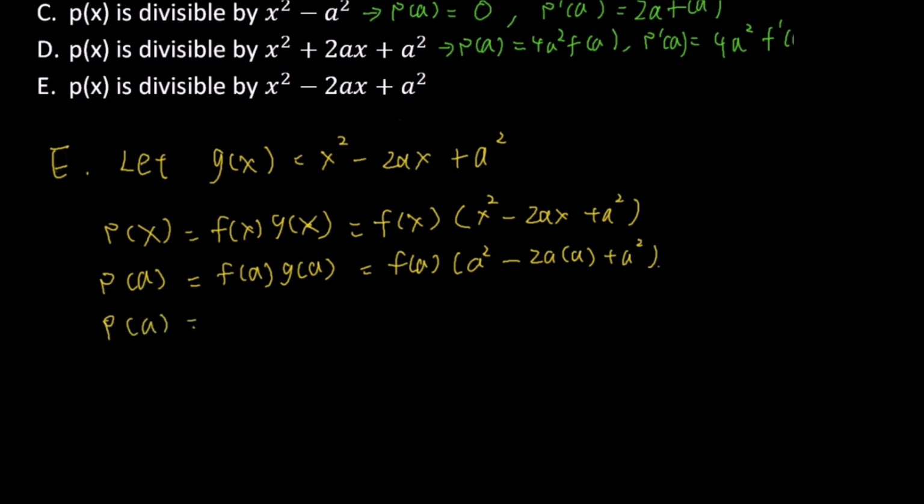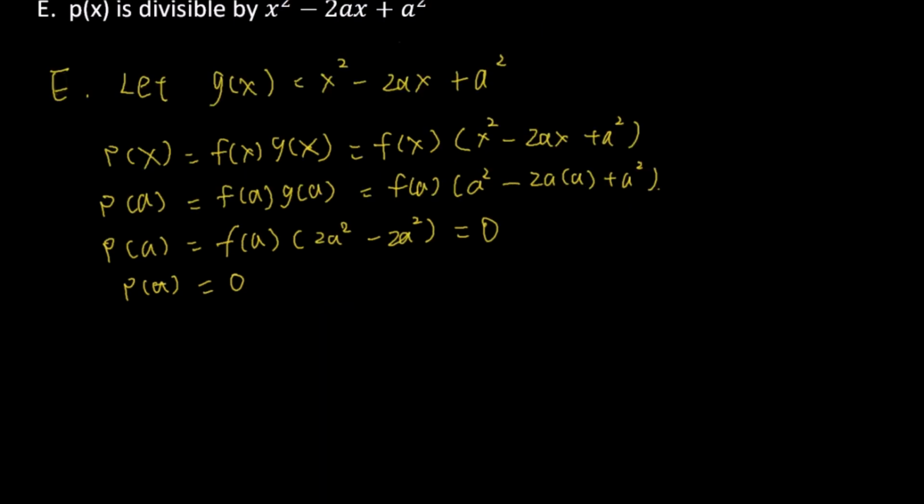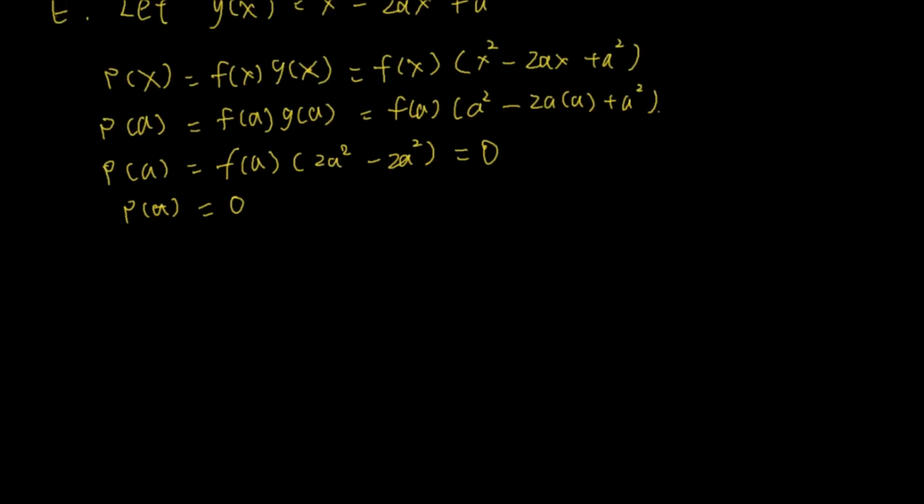P at a is equal to, now let's see what that is. F at a times, inside here is basically a squared plus a squared, which is 2a squared, minus 2a squared, which is 0. 0 times f at a is 0. Oh, good. We have P at a equal to 0. One condition is met. Now let's look at P prime at a, because that has to be equal to 0 in order for this to meet the requirement in the question. So let's begin.